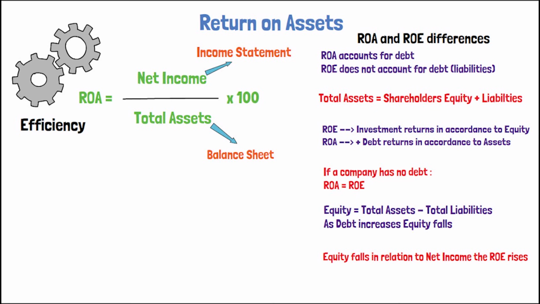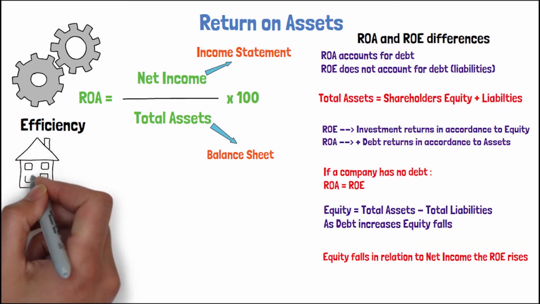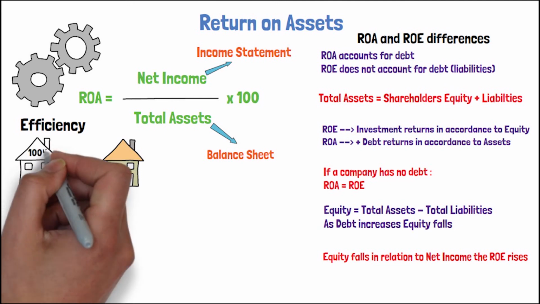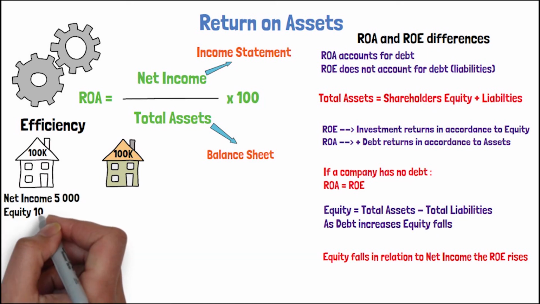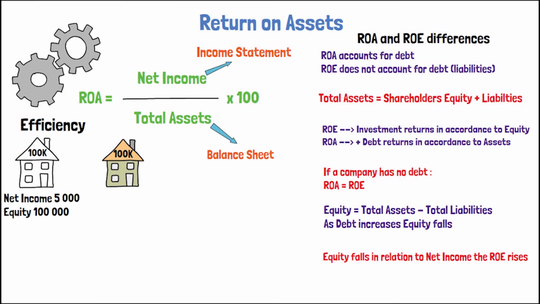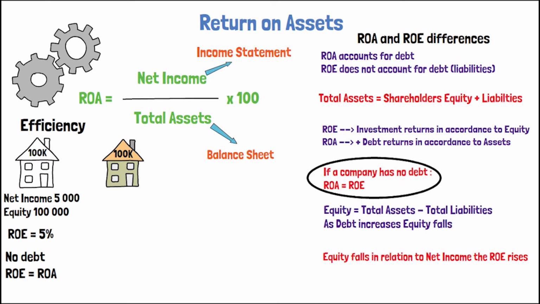To better understand all that we just said, let's take an example using two properties. Both properties cost $100,000 each. They are on the same street and they are completely identical. The net income of the first property is $5,000 per year and we buy it for $100,000 paid in cash. Therefore, our pure capital in this property is $100,000. We divide the net income by the equity and multiply the result by 100. We get an ROE of 5%. Because we paid for the property in cash and have no liabilities, the ROE equals the ROA.